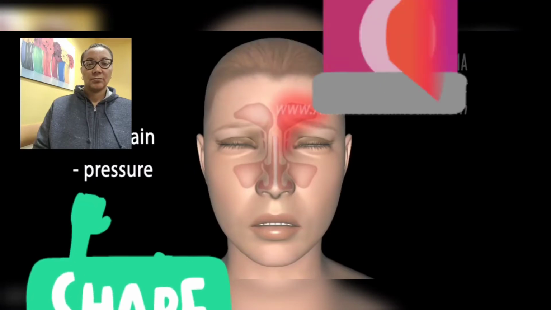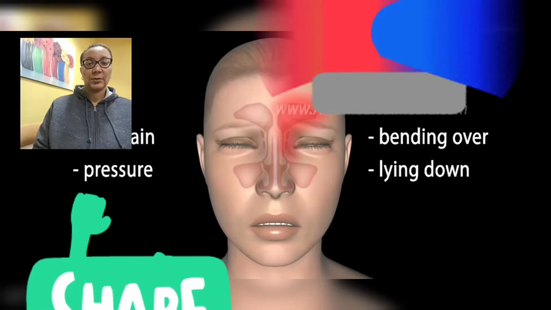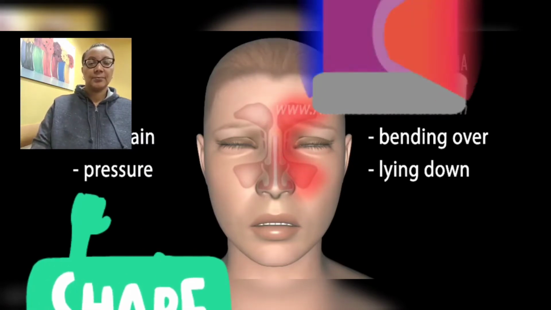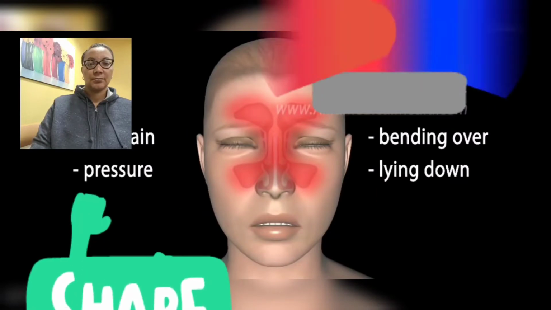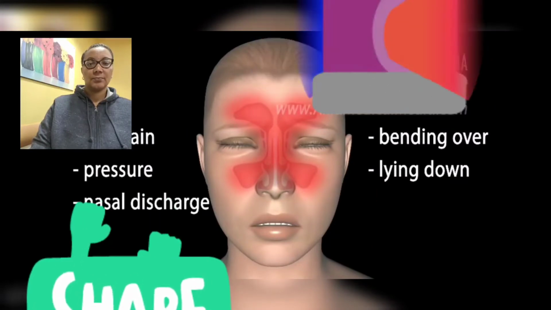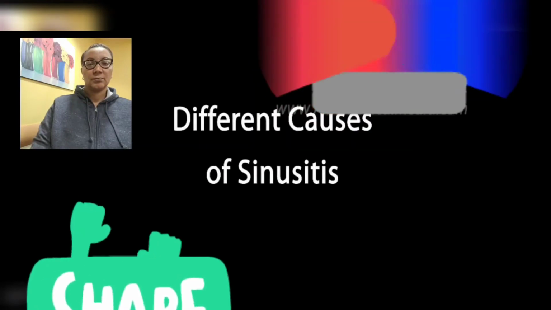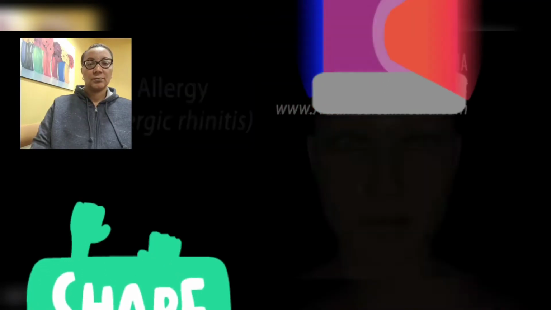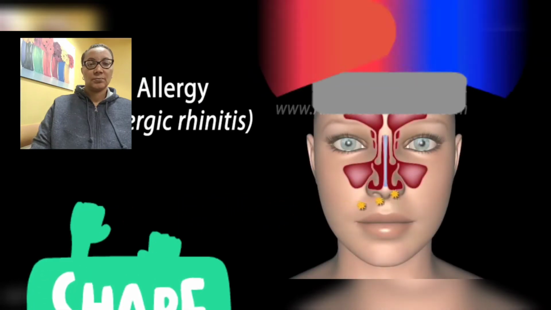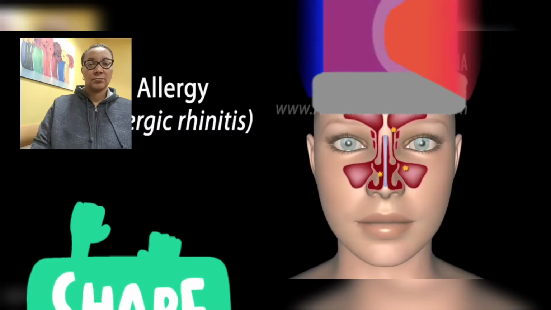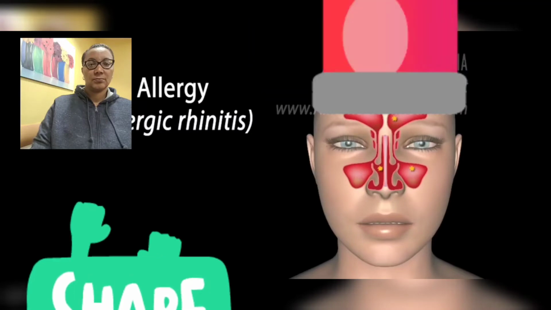sinus. The pain may worsen when the person bends over or while lying down. Symptoms often start on one side of the head and spread to the other side. Acute sinusitis may also be accompanied by thick nasal discharge of yellow-greenish color. Sinusitis may have different causes. These include allergy. Allergens such as pollen, pet dander, may trigger inflammatory response of the mucosa of the nose and sinuses, resulting in excess mucus production.